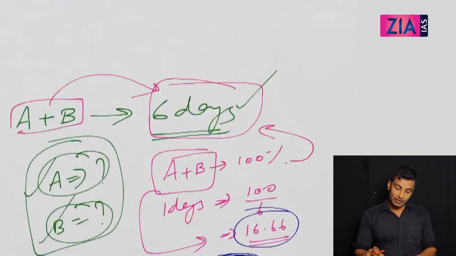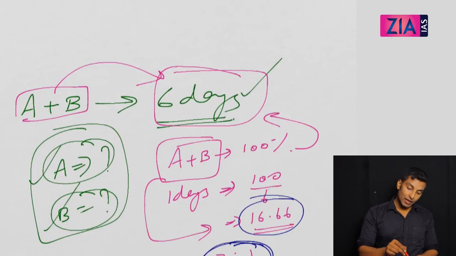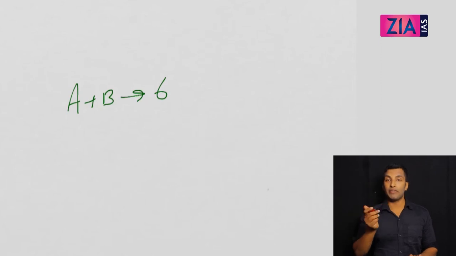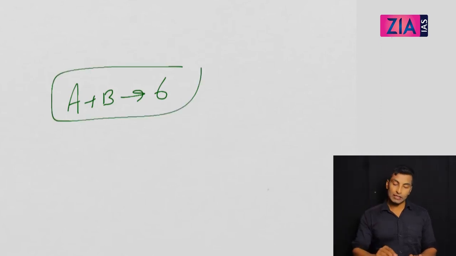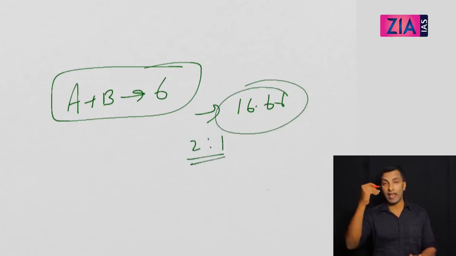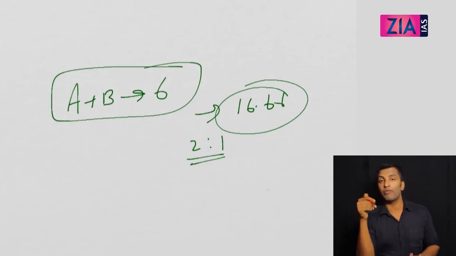So how did we do this? I hope you understood. Rather than giving you that A will take this many days and B will take this many days and asking you A plus B in how many days, I am giving you A plus B in 6 days, and the relation between A and B is given. So A plus B in 6 days means in 1 day 16.66. Ratio is 2:1. So from this I can understand how much A did in 1 day, how much B did in 1 day. Then I can calculate how many days A will take and how many days B will take. This is the other pattern.